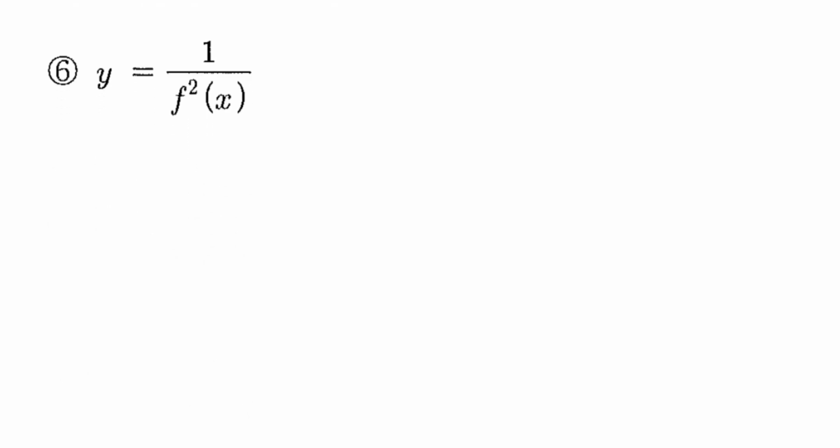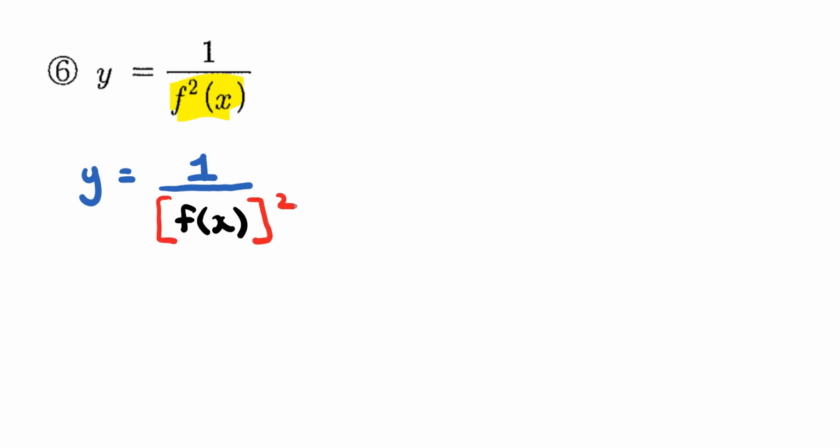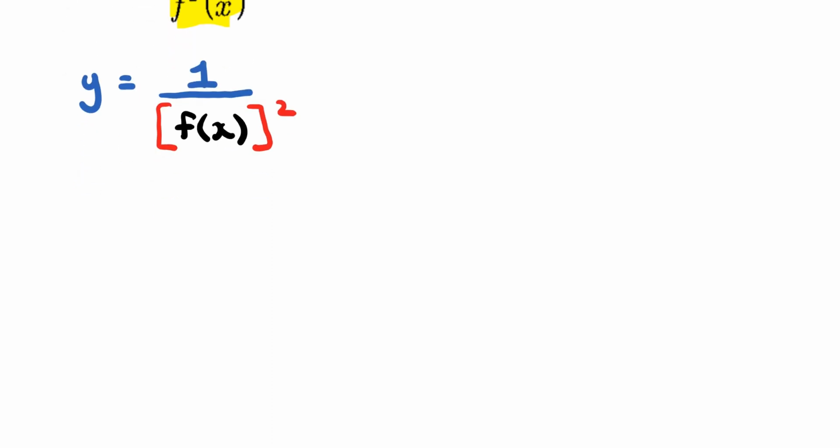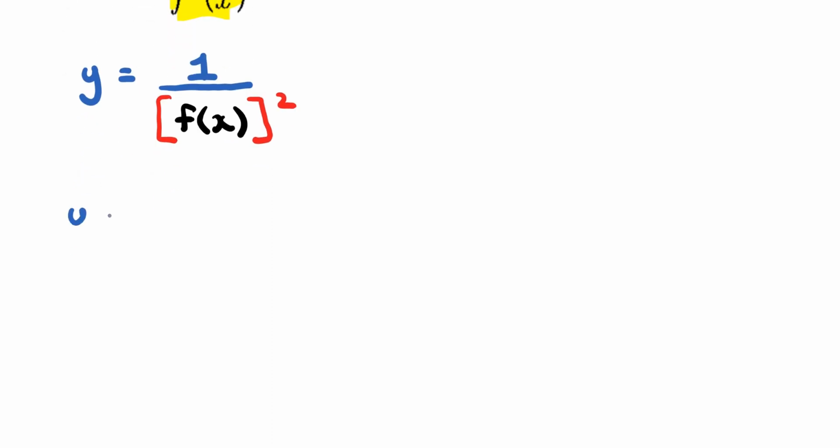Question number 6, this is kind of a weird one here. If I rewrite this, this is really y equals 1 over, and then this part right here really just means that f of x, all of that is being raised to the power of 2. Okay, so that's how you would rewrite that particular question. And if you want, I would rewrite this one more time as y equals bracket f of x, and then close that bracket, and then let's raise this to the power of negative 2.